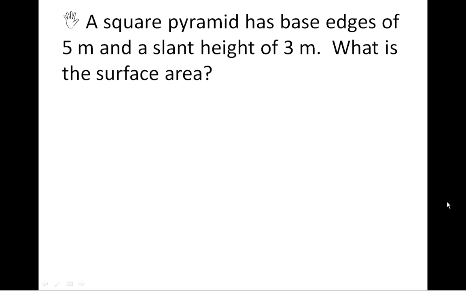For another example, this time we have a square pyramid, has base edges of 5 meters and a slant height of 3 meters. What is the surface area? Now again, I like pictures, so I'm going to draw this. Now keep in mind, pyramids can be slightly difficult to draw. It doesn't have to be perfect, so long as we kind of get the idea of a pyramid. The slant height is 3 meters. The base edge is 5 meters. See, my pyramid doesn't look really pretty, but that's okay.